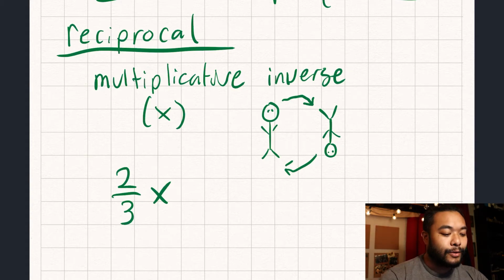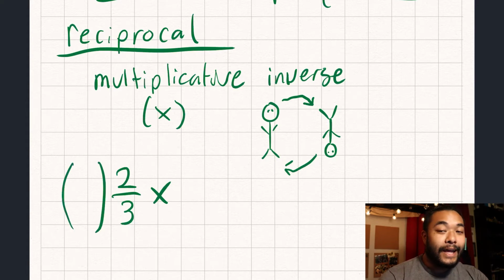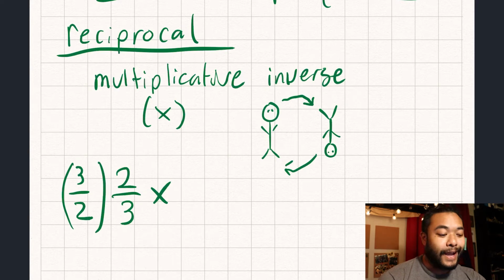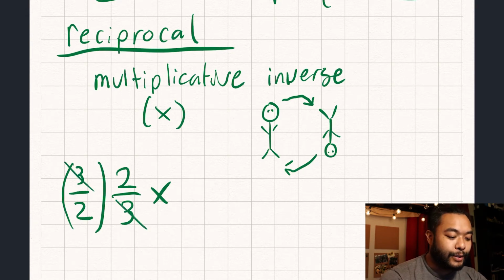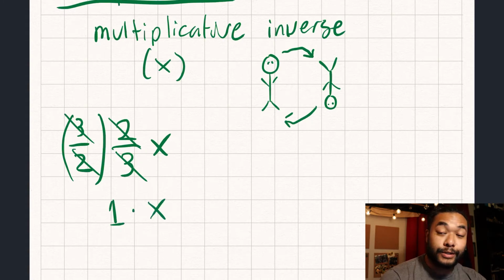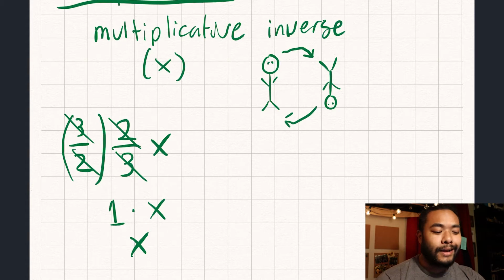So let's say this is 2/3 x. Then if I multiply it, multiplicative, by its inverse, so think, if I flip 2/3 upside down, I get 3/2. Well, something very interesting happens here. 2/3 times its reciprocal, 3/2, cancels out. 3 cancels with 3, 2 cancels with 2. And I'm left with 1 times x, or simply x. I said cancel, and I do it real quick, so I'm going to show you exactly what's happening.